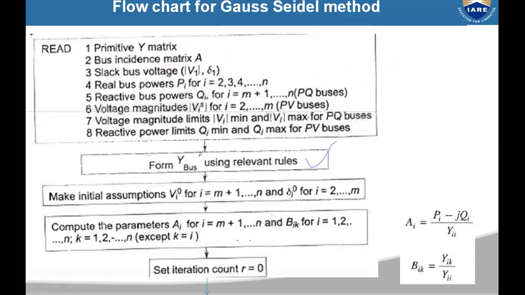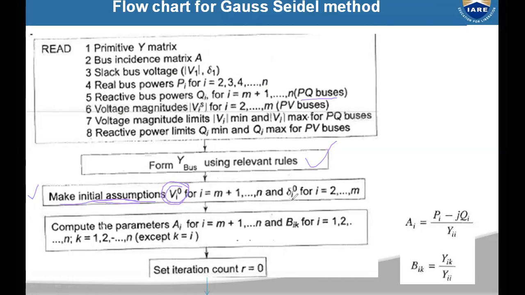After determining Y bus, the next step is to make some initial assumptions. These initial assumptions are Vi naught for all PQ buses, where PQ buses are from i equal to m plus 1 to n. So for all PQ buses, you have to make an initial assumption, Vi naught. These values are generally equal to the flat start, 1 plus j0.